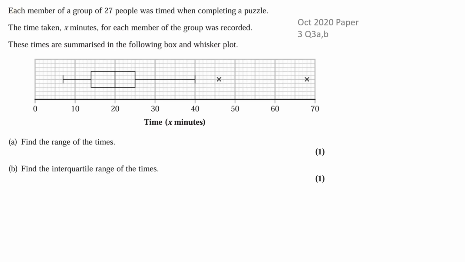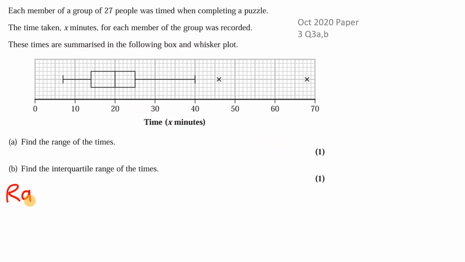Okay, so for this question we're told each member of a group of 27 people was timed when completing a puzzle, and the time taken X minutes for each member of the group was recorded, and these times are summarised in the following box and whisker plot here. And for part A we need to find the range of the times.